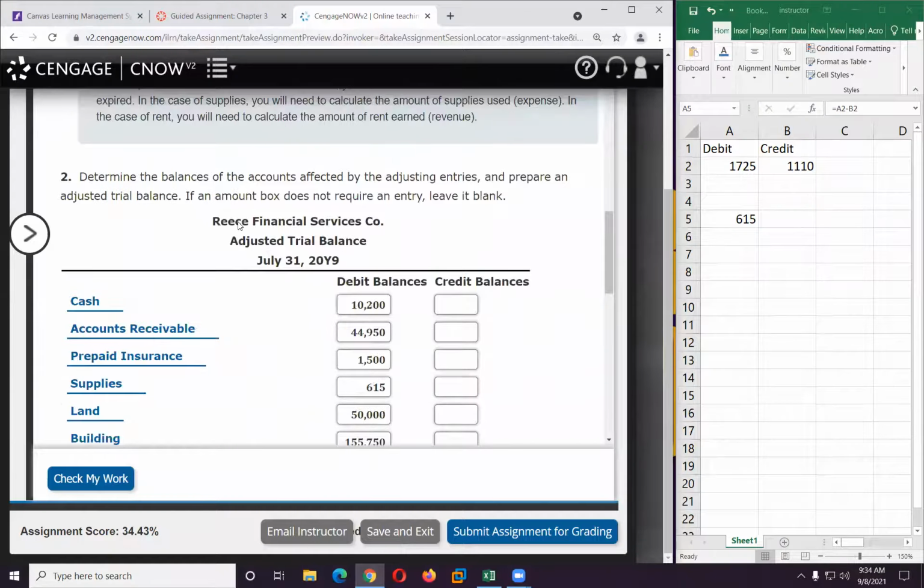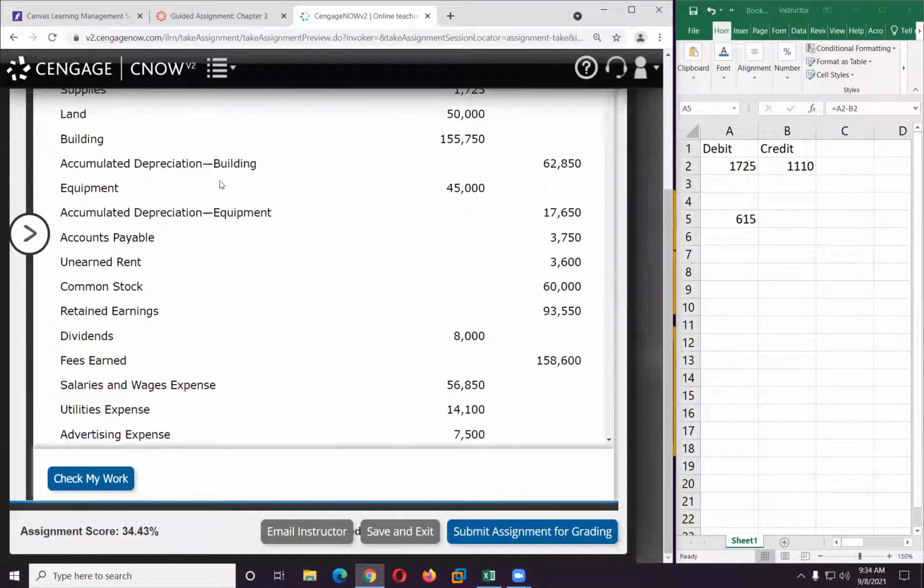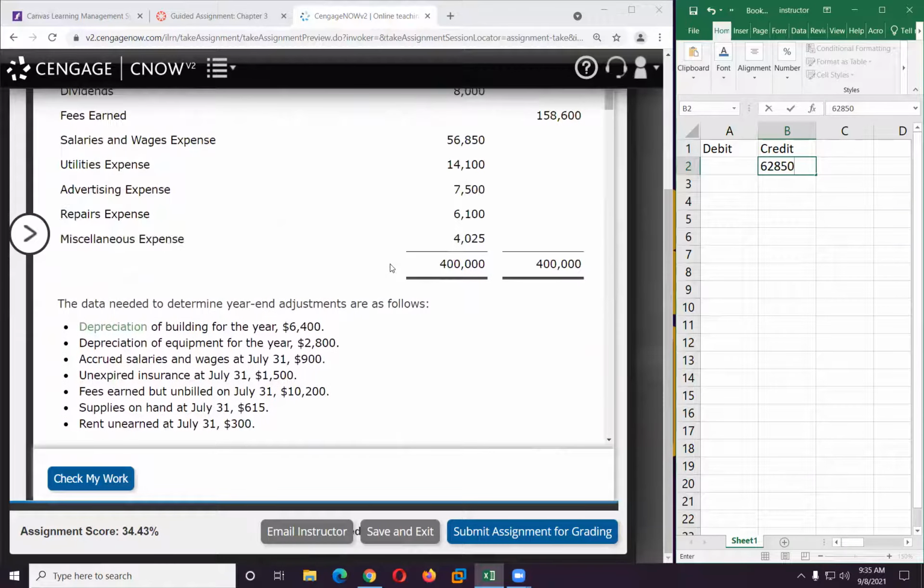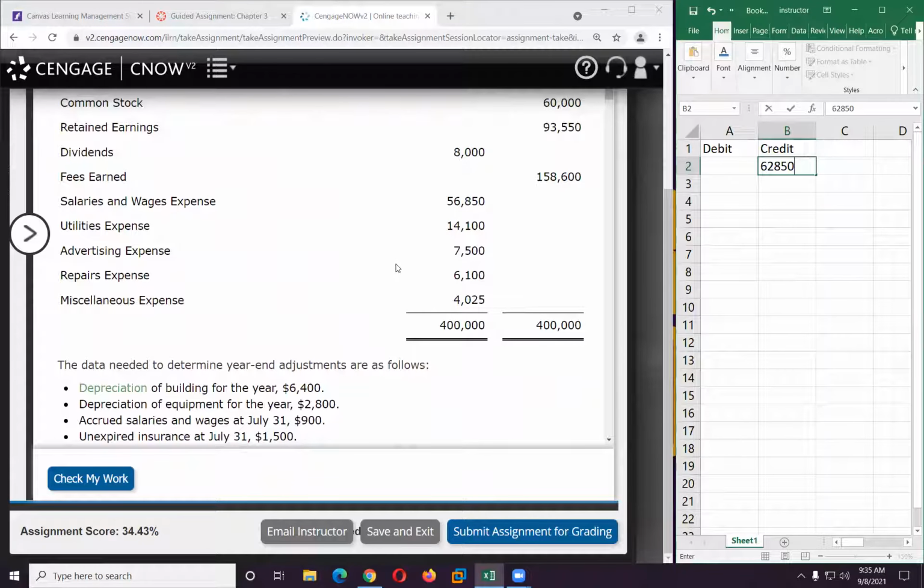The accumulated depreciation on the building had a credit balance of $62,850. Remember, it has nothing to do with value. It means we've already expensed that much of the cost. About cost, not lost value. No, it has nothing to do with what we owe on it. So it's just the cost. We could have paid cash for it and owe nothing on it.